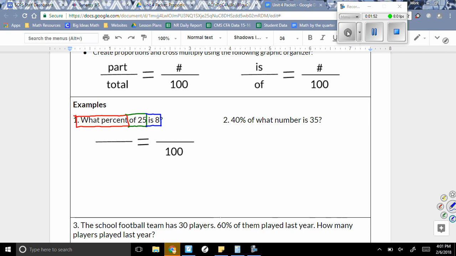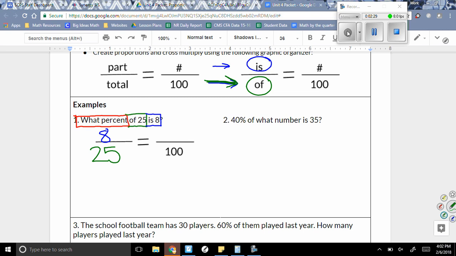So as I look up at those graphic organizers, I see some keywords. I see is, I see of, and I see that I have a percent, which I know goes over 100. So right here, I'm looking for the word that goes with is. And you can see that I have is and 8 put together. So I'm going to put the 8 on top of that fraction. Now the next keyword that I'm looking for is the of. And you can see that of is right underneath the is. Of is set with 25 in that statement. So I'm going to put 25 underneath.